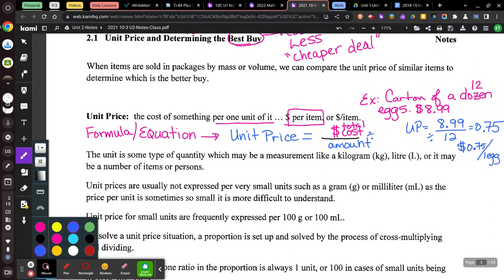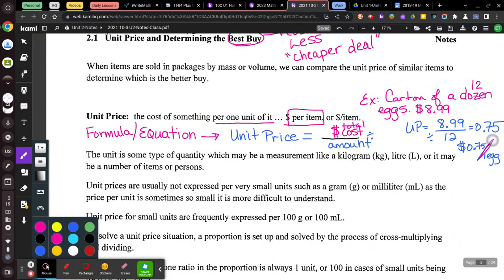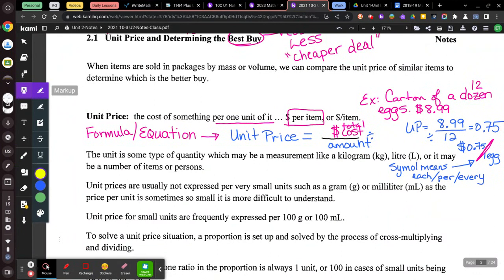Okay, whenever you get this slash sign, so this here, I'll put it in a different color here. This slash sign right here has a meaning. It's a symbol, and that symbol means each, per, or every. So all three of those words mean the same thing. So that's saying that it costs 75 cents for each egg, per one egg, or every egg. Okay, that's what that's telling us.